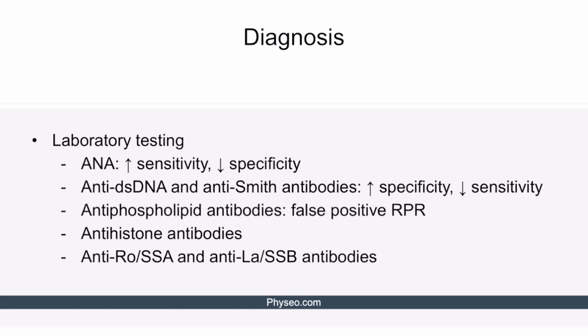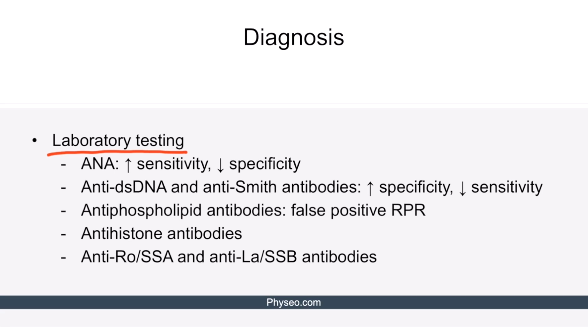The diagnosis of systemic lupus erythematosus is based on both clinical and laboratory criteria. As we discussed the clinical features in the previous slides, let's now move on to the laboratory testing. The best screening test for lupus with high sensitivity is anti-nuclear antibodies. However, these are not specific to lupus and can be present in other diseases. On the other hand, anti-double-stranded DNA and anti-Smith antibodies have high specificity but low sensitivity. Therefore, they are not very useful for screening.